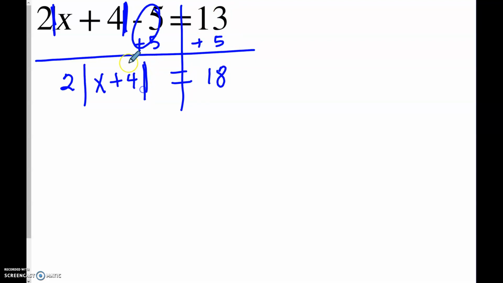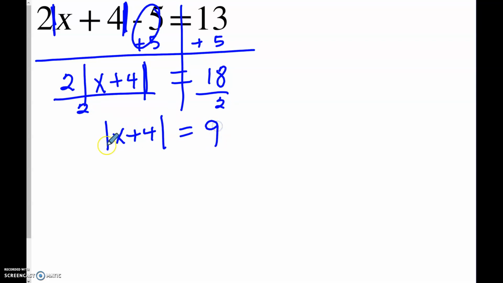All right, now this says 2 times the absolute value. It's kind of like parentheses here. So I'm going to divide both sides by 2. So now I have the absolute value of x plus 4 equals 9. Now I have absolute value equals a number.